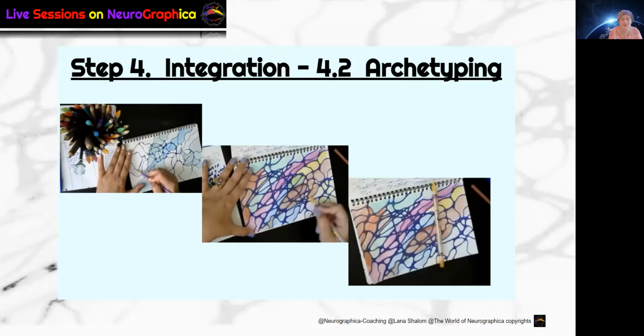It's interesting to know that in Jungian psychology, what Jung worked on, he emerged four major archetypes. He talked about anima and animus. Anima and animus actually refer to feminine energy and masculine energy.